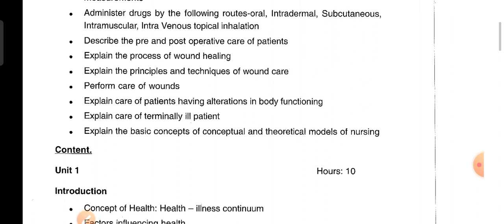Next, explain the process of wound healing. Already you have studied in first year. Different types will be there, like lacerated, green stick. Okay, this is the process of wound healing. How the process takes place, the curing of the wound. You have to explain the process.